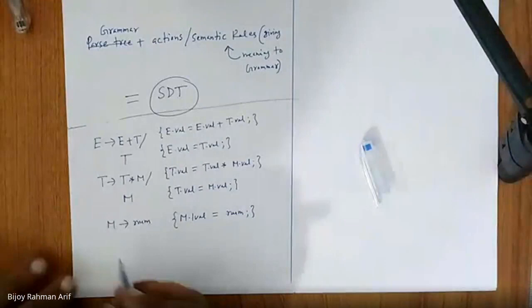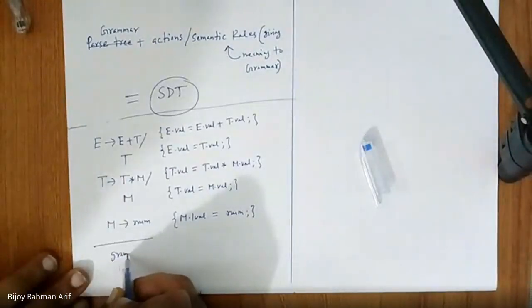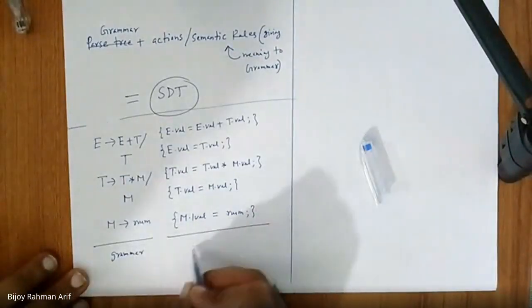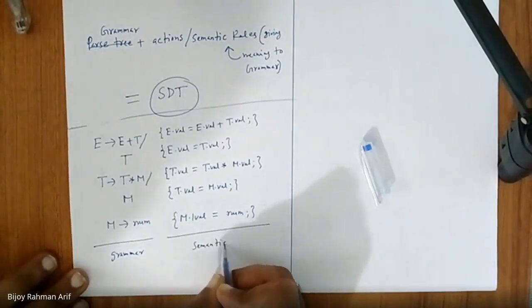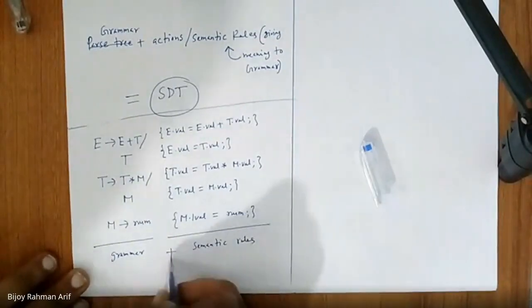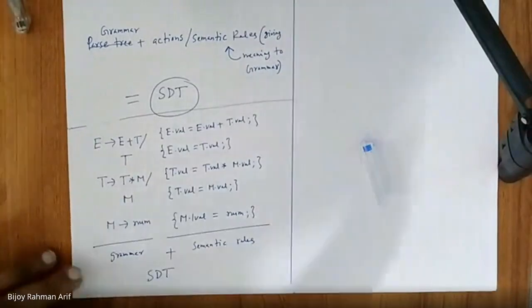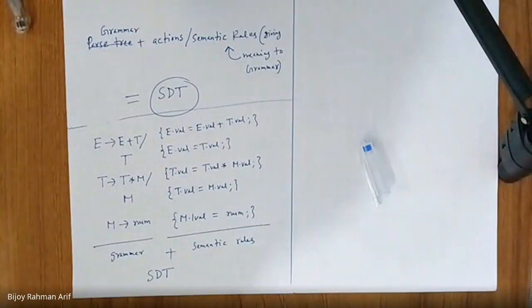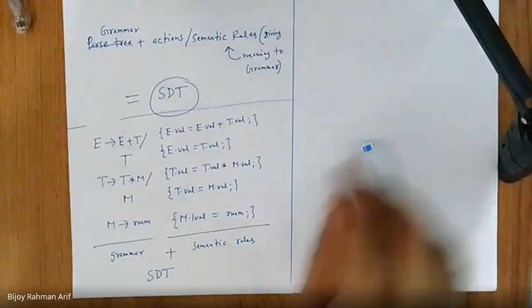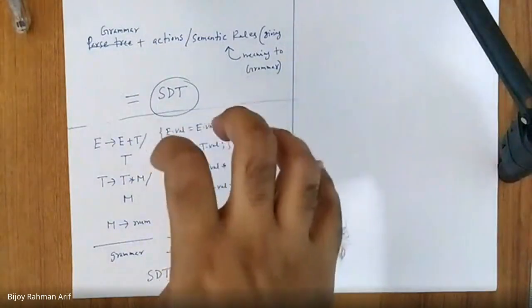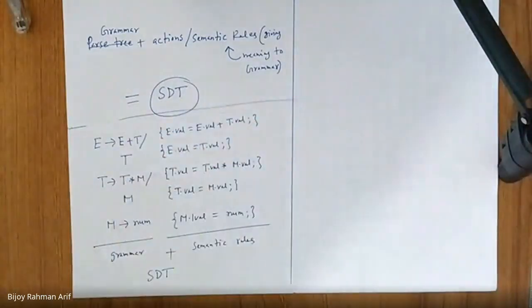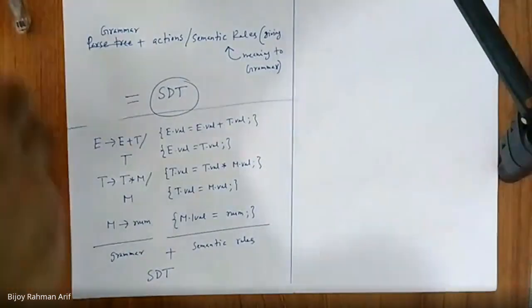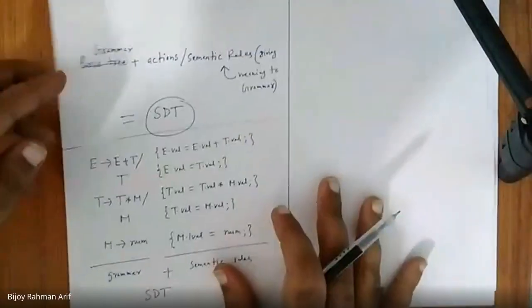So this is the grammar part. This is the semantic rules. Together, it is called SDT. Now, how does it work? Let's take a string. We don't know how to write these semantic rules yet, but consider this is correct. What is the string? 2 plus 3 star 4.